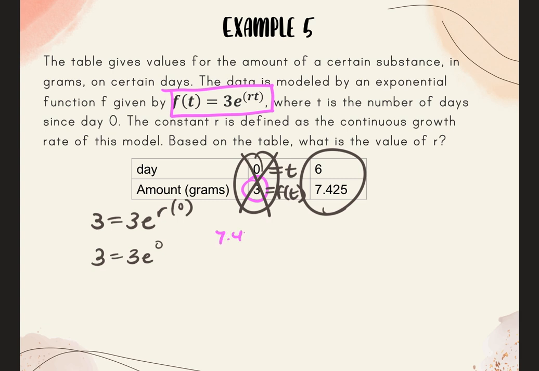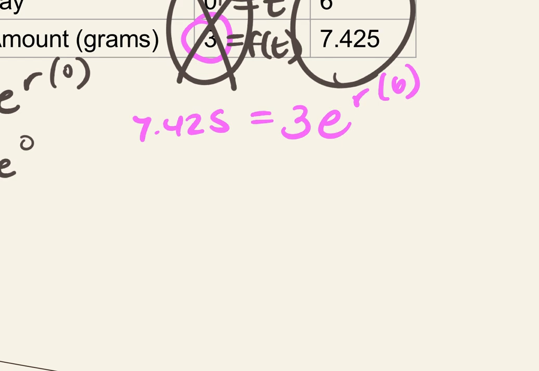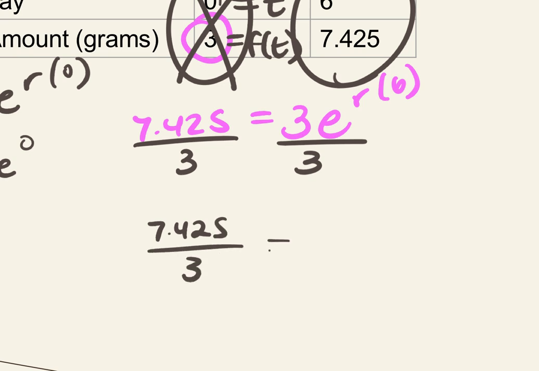So 7.425 gets set equal to 3 times e to the r, which is my unknown, times t, which is 6. You with me so far? Remember the logs. Here they come. If I want to get to that exponent, I have to break apart the right-hand side. So the first thing I'm going to do is divide both sides by 3. And I get 7.425 over 3, leaving it as a fraction so this is kept exact, equals e to the 6r.